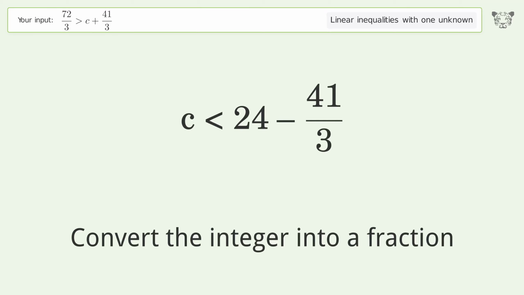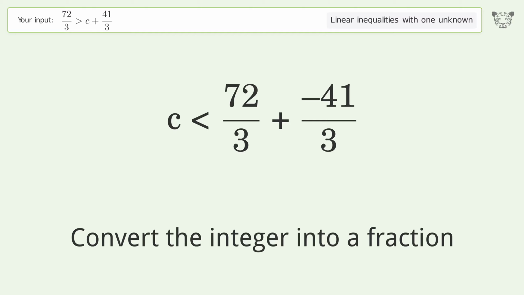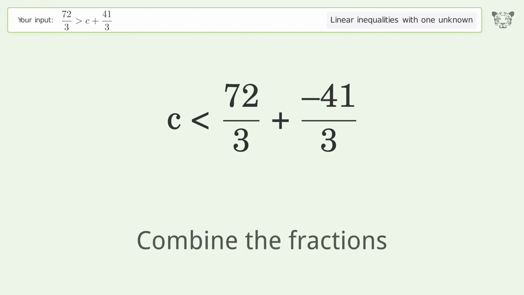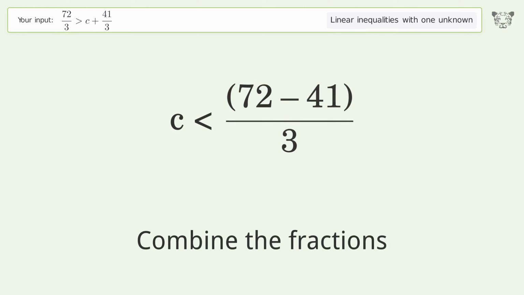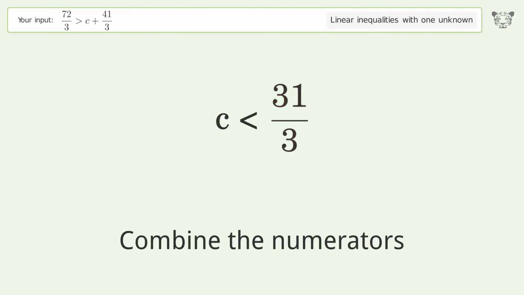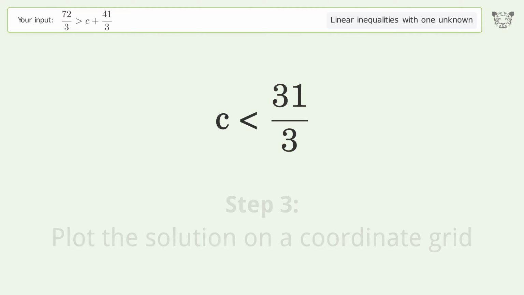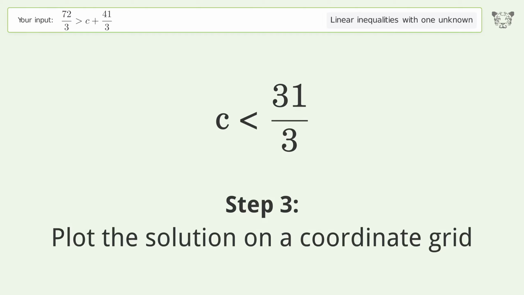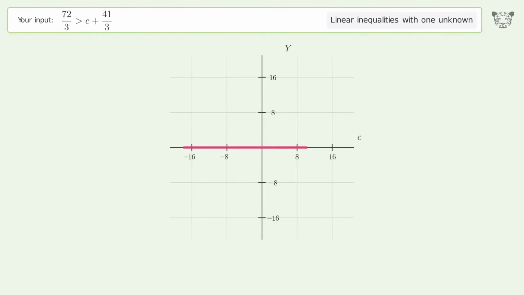Convert the integer into a fraction. Combine the fractions. Combine the numerators. Plot the solution on a coordinate grid. And so the final result is c smaller than 31 over 3 smaller than 101 over 3.